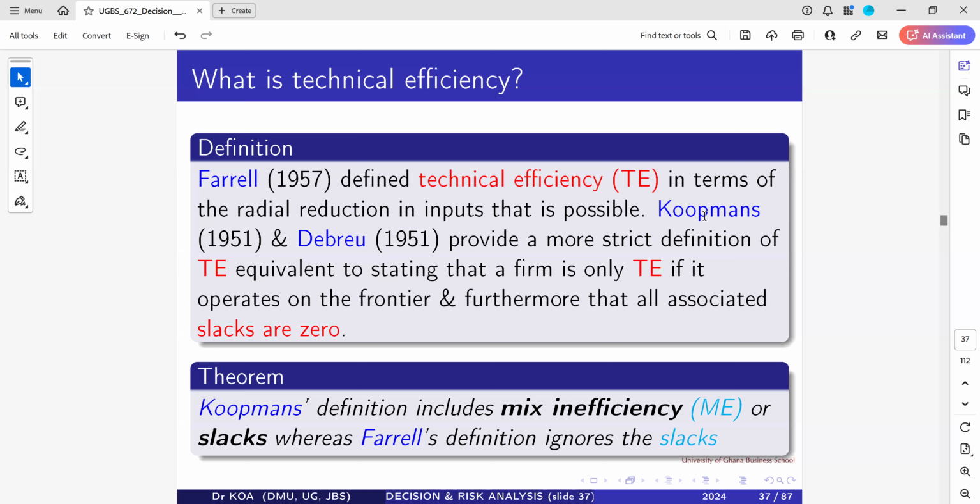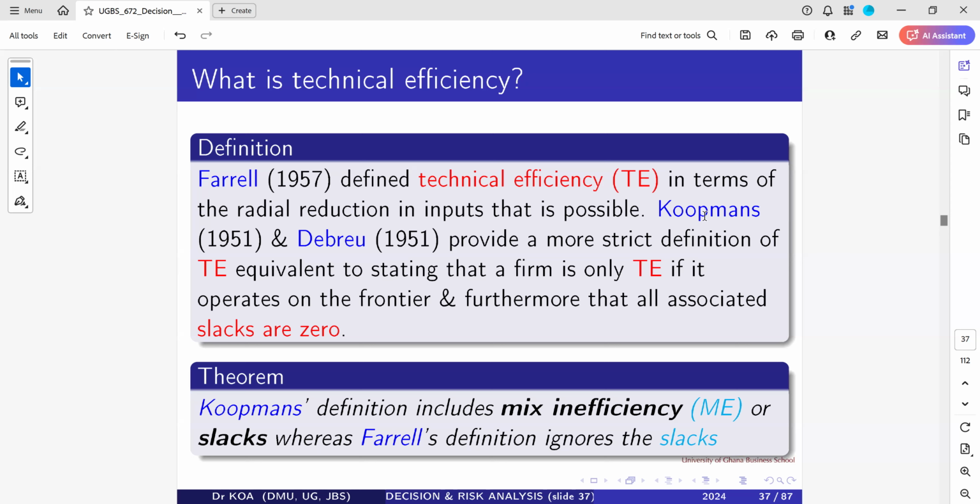Technical efficiency has to do with the ability to reduce your inputs in order to maximize output. But then mix inefficiency is when a firm is considered efficient, but has some slacks. So I think the slacks bring out the difference.